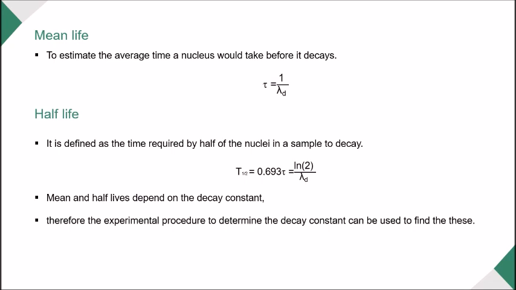It is defined as the time required for half of the nuclei in the sample to decay, that is called the half-life. So we can say it in two ways, and in both cases it depends upon the decay constant. If you use a technique by which you can identify the decay constant, with that technique you can identify the mean life and half-life. Therefore the experimental procedure to determine the decay constant can be used to find the mean life and half-life of a radioactive nuclide. What is the average time nuclei take before they decay? What is the time required for half of the nuclei in the sample to decay?